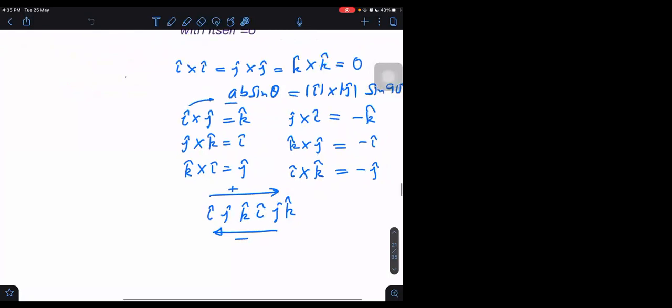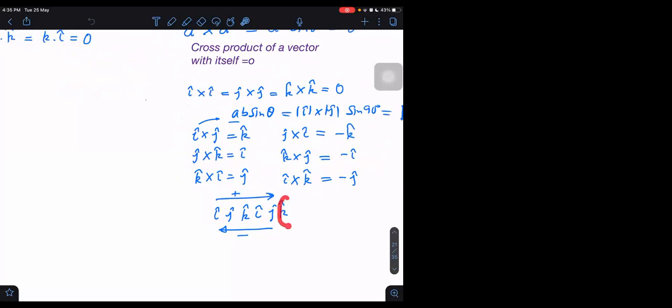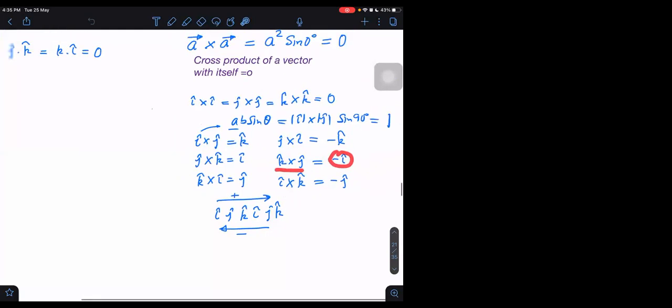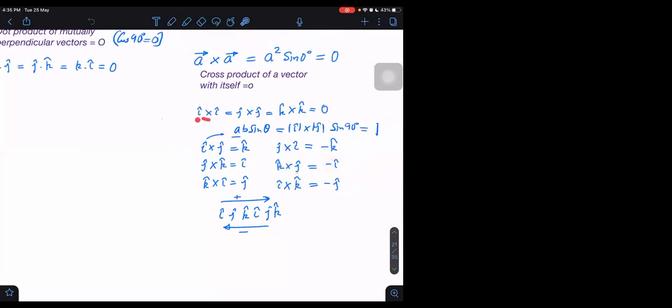And if we go in opposite order, if I start with K first and then J, we will get a negative. If we go backwards, then we are getting negative. If we go forward, then we are getting positive. So K cross J will not be plus I, K cross J will be minus I. This way we can remember. And what about I cross I? Cross product of a vector with itself will be 0 always, because sin 0 is 0.